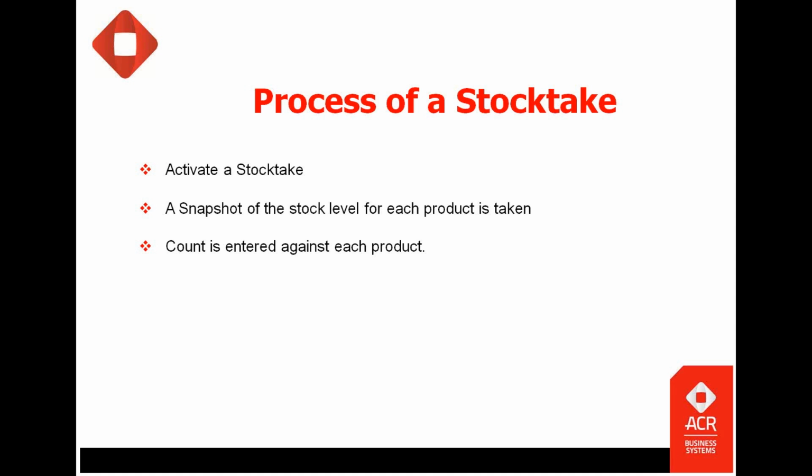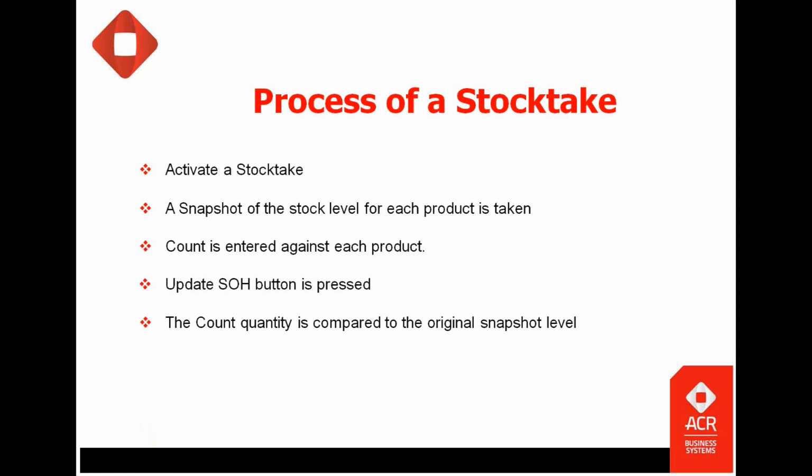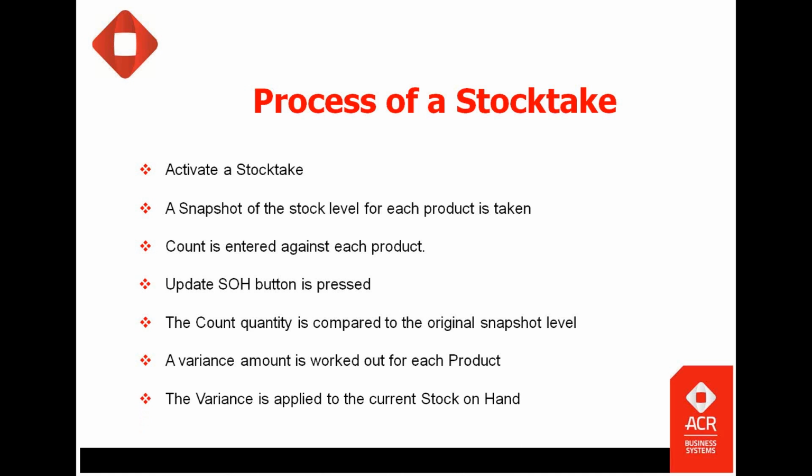So once you've entered the count of the stocktake against each product, you then press the Update Stock on Hand button within ACR. When you do that, the count quantity is compared with the original snapshot level. So it says, right, you've entered X amount, my original snapshot was Y amount. The reason it does this is it looks for a variance between what the original snapshot count is and what your count is. ACR doesn't replace your stock on hand level with the level entered at a stocktake. It has a look at the variance between what the stock level was when the snapshot was done at the time of activating a stocktake and what the count level is. And that variance is what gets applied to your stock on hand level, your current stock on hand level.